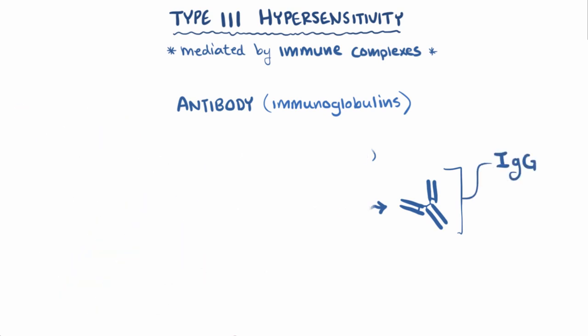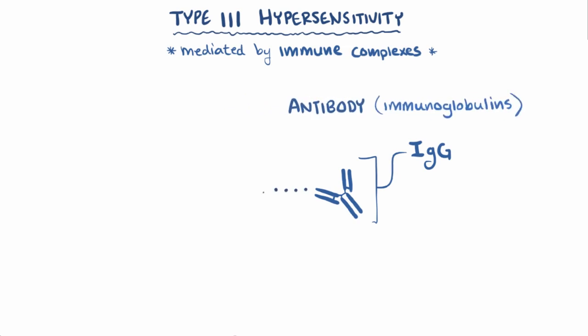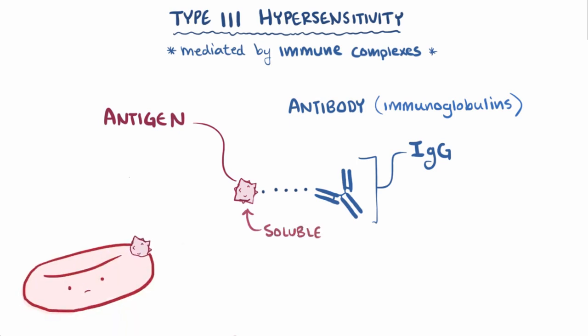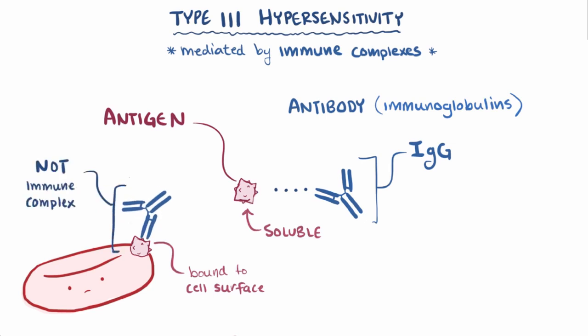Now remember that all antibodies are specific, right? Meaning that they recognize specific molecules called antigens, the second part of immune complexes. Antigens can come in all sorts of flavors. Some float around in the blood by themselves and are soluble, but some are bound to cell surfaces. Immune complexes are formed when antibodies bind to soluble antigens. Antibodies can also target antigens on cell surfaces, but these aren't considered immune complexes.